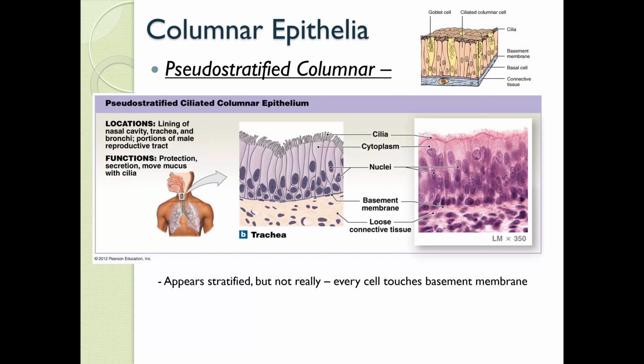You can find this lining the nasal cavity, the trachea, and bronchi, as well as portions of the male reproductive tract. It functions to protect, secrete, and to move mucus with the cilia. So this type of tissue does typically possess cilia, which in your histology slides looks like a much more distinguishable fringe on the cells facing the lumen. And so think about this tissue being located in areas where you need to move stuff, like the mucus that moves through your respiratory tract and the sperm that moves through the male reproductive tract.